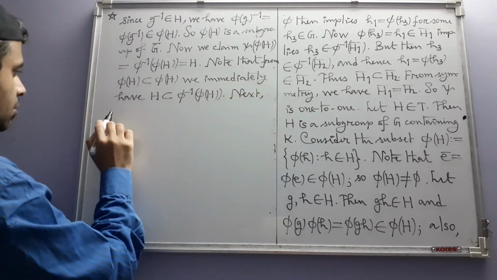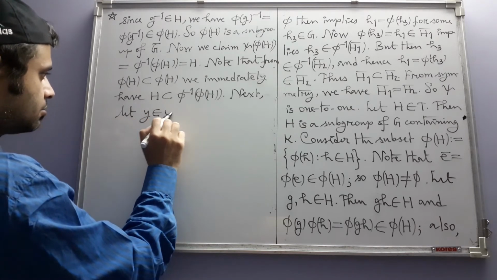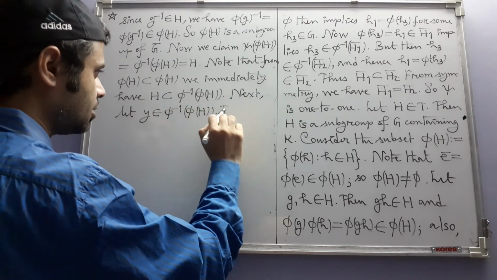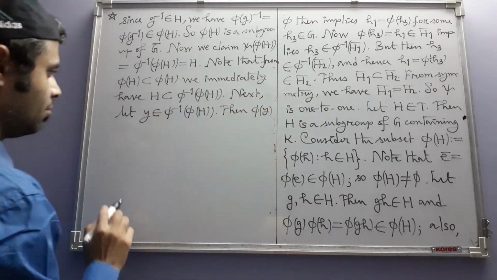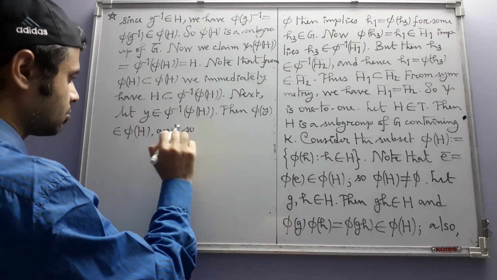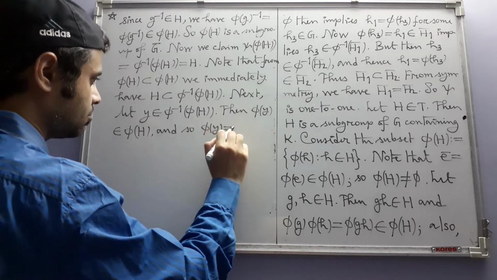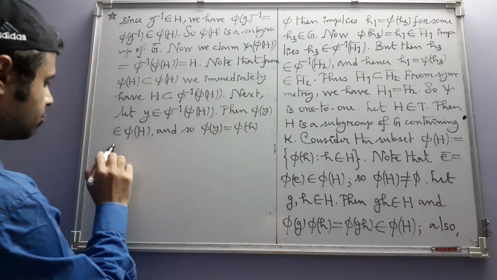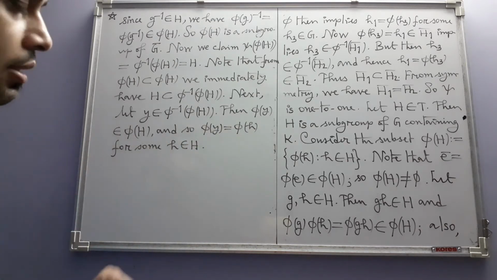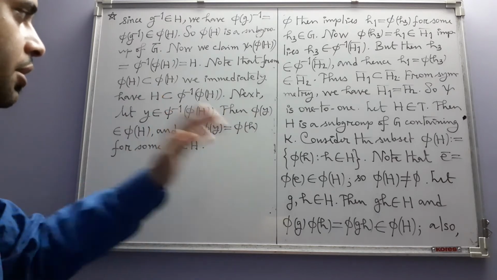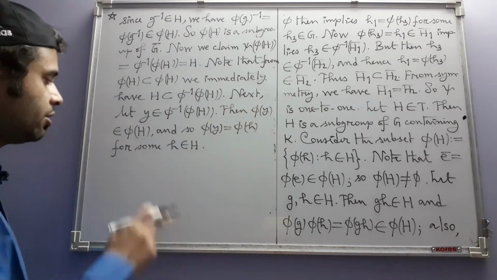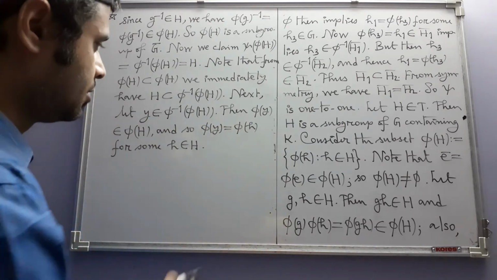Next, let y belong to phi inverse of phi of H. Then phi of y is in phi of H, and so phi of y will be equal to phi of h for some h belonging to H. Note one thing, that from here we cannot immediately conclude that y belongs to H. All this relation says is that phi of y is an element of phi of H, so it will be equal to phi of something from H. We still don't know about y.